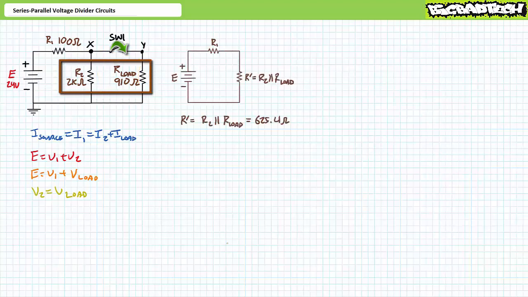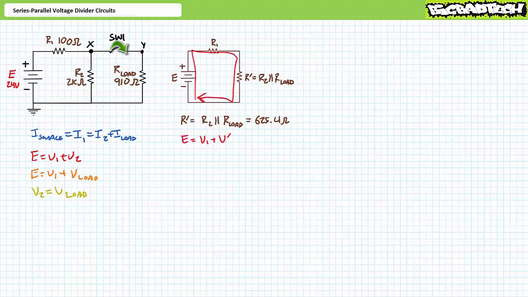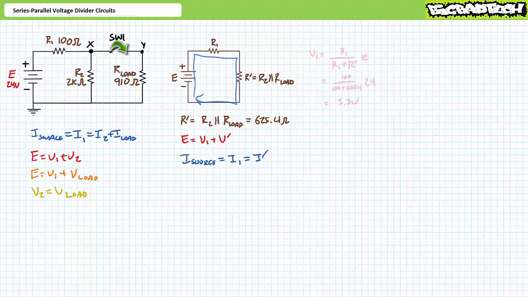These analyses imply that R2 is perfectly in parallel with R load, a simplification I'm calling R single prime. The parallel combination of R2 and R load is 625.4 ohms. A Kirchhoff's voltage law analysis of this loop in red with a pure series simplification demonstrates that E equals V1 plus V single prime. A Kirchhoff's current law analysis of the pure series simplification demonstrates that I source equals I1, which equals I single prime.